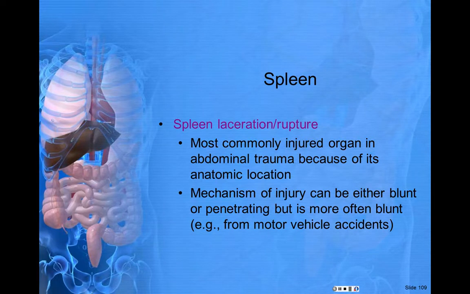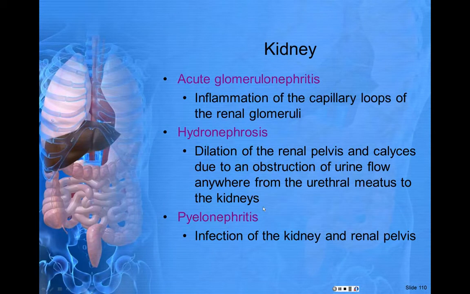So the mechanism of injury can either be blunt or penetrating, but more often blunt, like in motor vehicle accidents. So we always want to evaluate for spleen rupture, and those abdominal signs like the Grey Turner and the Cullen sign are important to evaluate in any kind of abdominal trauma. The kidneys can also be inflamed with acute glomerulonephritis, which is an inflammation of the loops of the renal glomeruli.